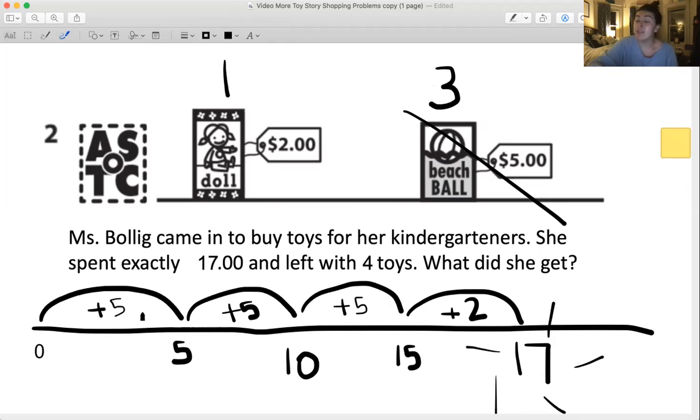I can even add my jumps together if I'm not sure. So 5, 10, 15, 16, 17. And I want to make sure that the number of toys she buys adds up to 4. So 3, 4. So now I know how to solve these kinds of problems.